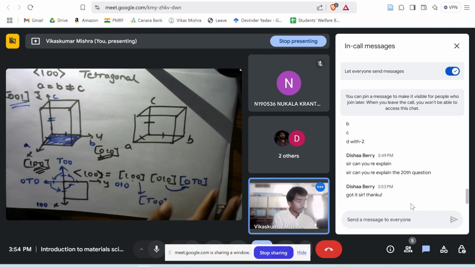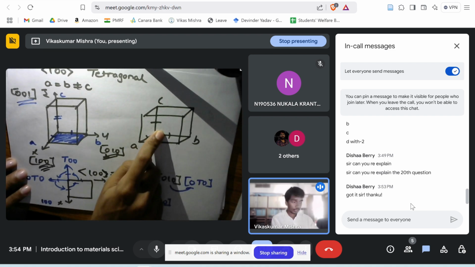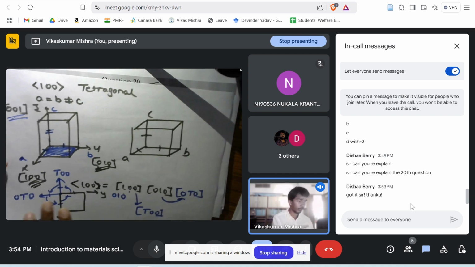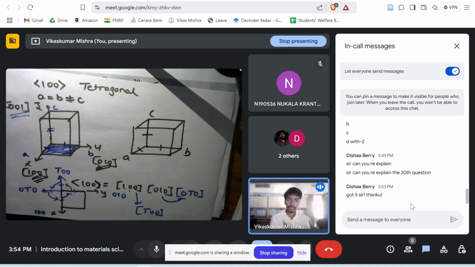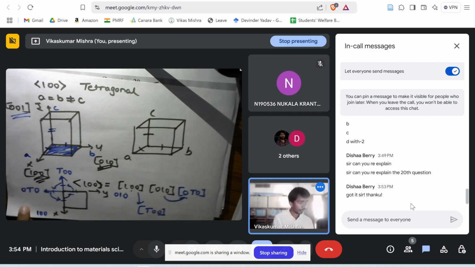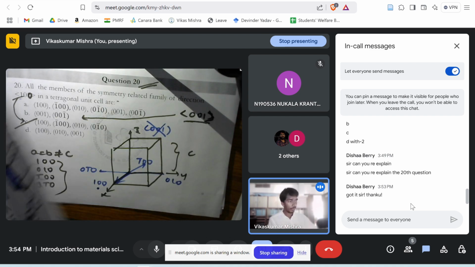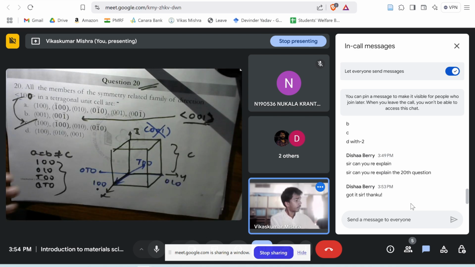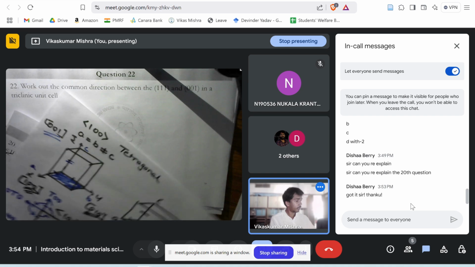Now see, this was the cubic, this was the tetragonal. What about the orthorhombic? In orthorhombic, you will feel that A is not equal to B, not equal to C. So in that case, we'll discuss this part. I have one question based on that also. So you just keep thinking on that, what will happen in the orthorhombic. I will place this thing again. Okay, this is over.